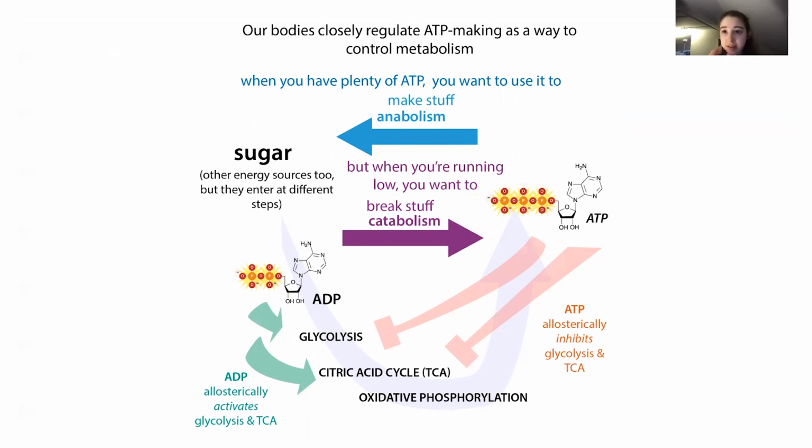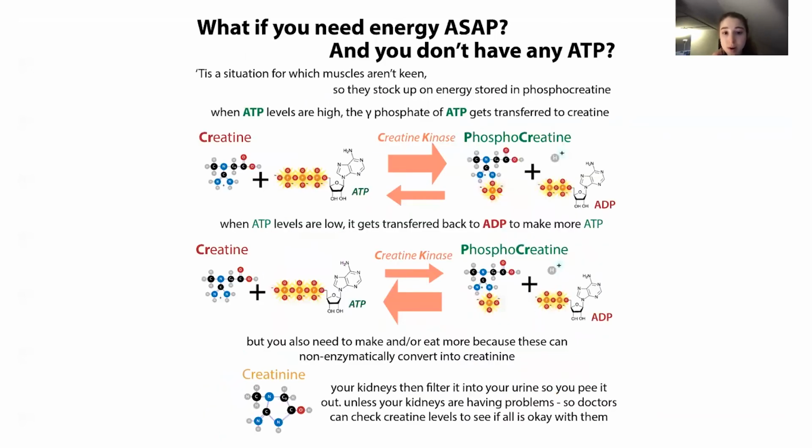And so basically your bodies have different ways to regulate ATP and ADP levels. And your muscle cells have this creatine phosphate pathway that they can use so that they don't have to wait around for the longer pathways and that sort of thing. And so your muscles can kind of make ATP on demand.